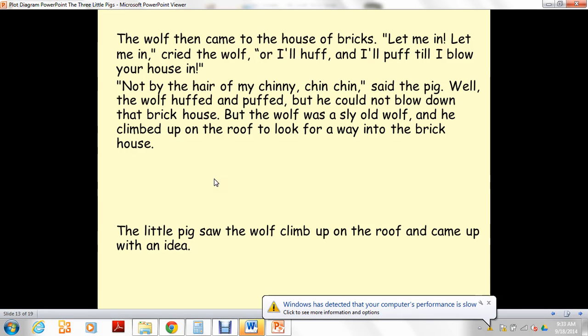But the wolf was a sly old wolf, and he climbed up on the roof to look for a way into the brick house. The little pig saw the wolf climb up on the roof and came up with an idea.